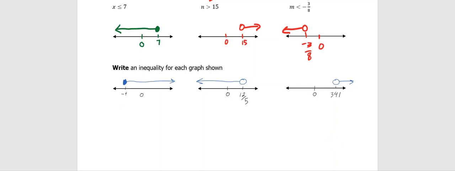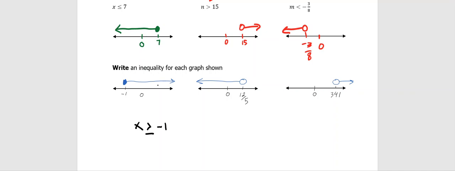I can see that I have -1 as my boundary. I can see I'm to the right, which means I'm going to be greater than, but it's a closed dot, so I'm going to be or equal to. And I'm going to have some variable, some unknown, let's call it x, is greater than or equal to -1. It's or equal to because of the closed dot. It's greater than because it's to the right.